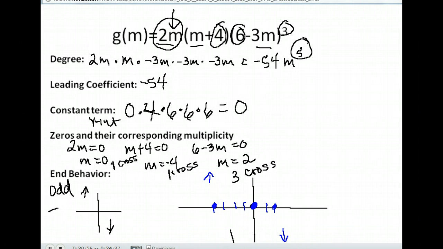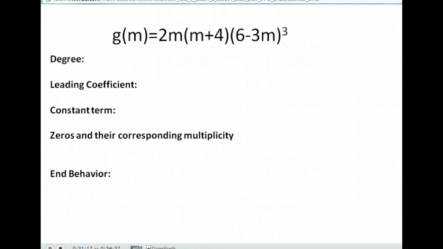And then we go to the crossing and touching. It's supposed to cross at all of these. So we would come down and cross, go back up to the next 0 and cross, come down to the next 0 and cross. And that is a basic sketch of what our graph would look like. Not completely accurate, but a basic sketch. And that's why we want to know all of these things about our polynomial functions.